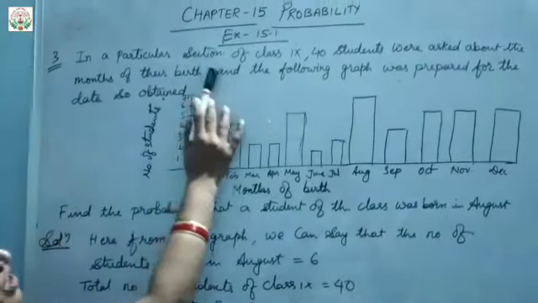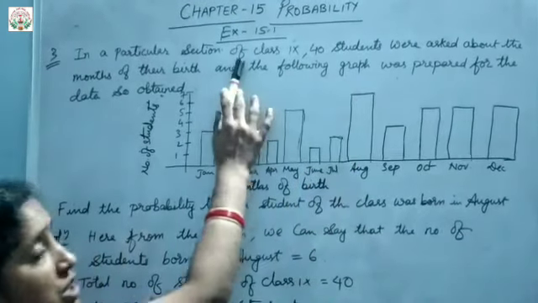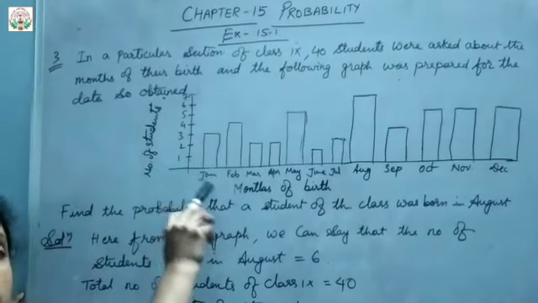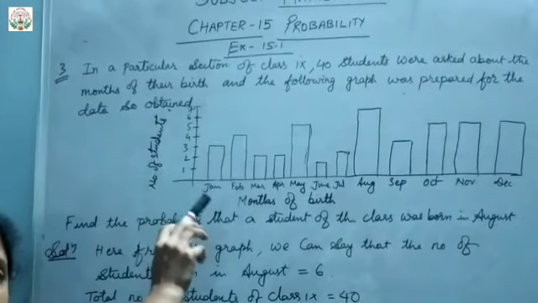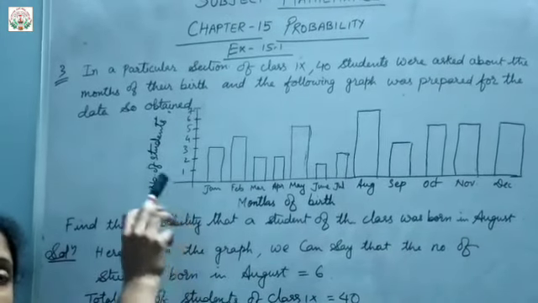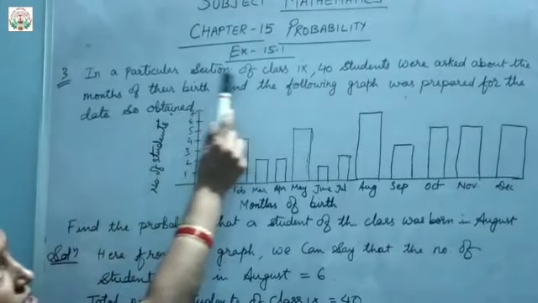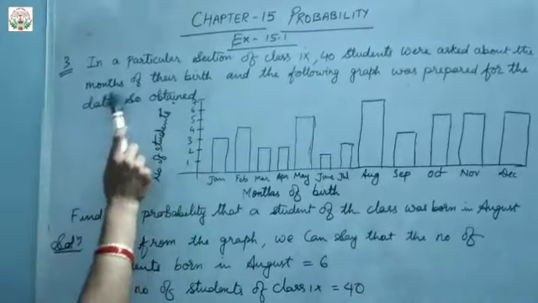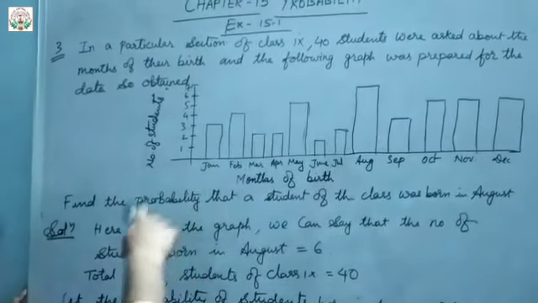In a particular section of class 9th, 40 students were asked about the month of their birth and the following graph was plotted. This question is given in the book, refer Exercise 14.4, example number 5.